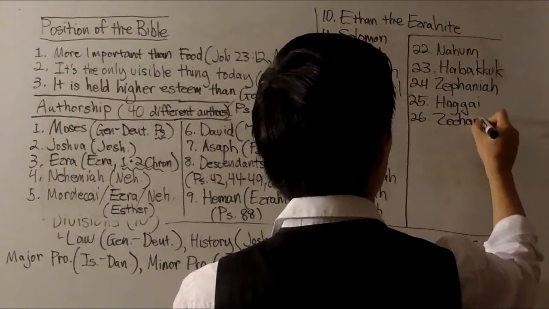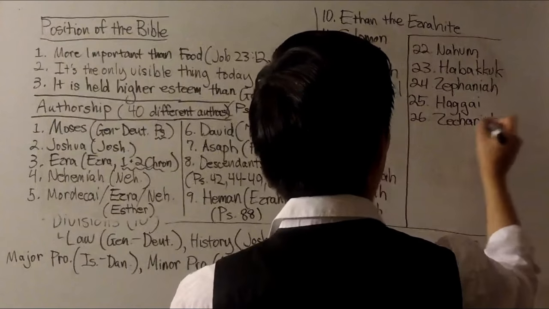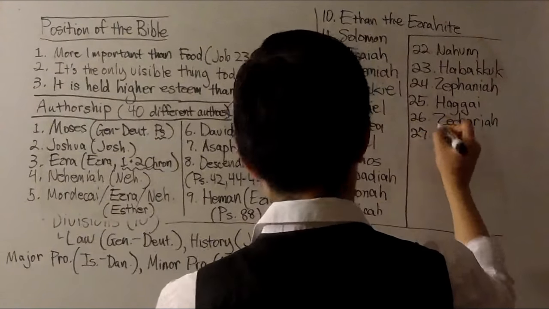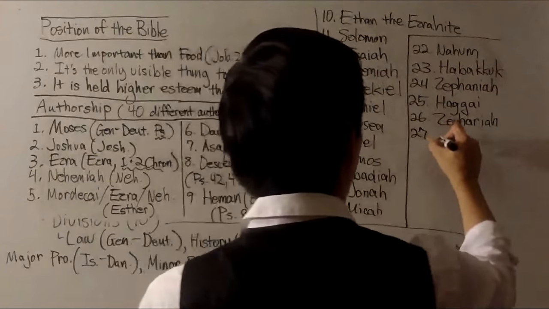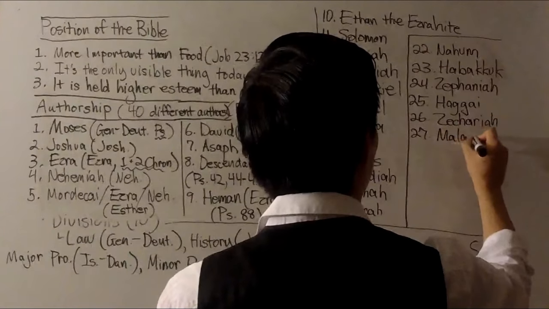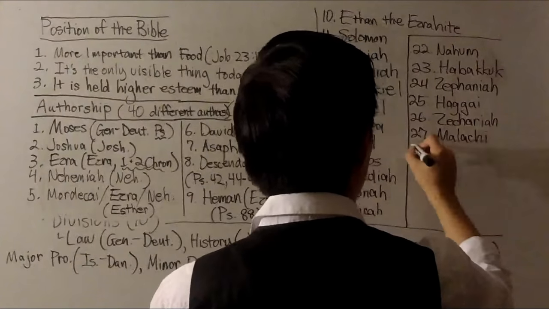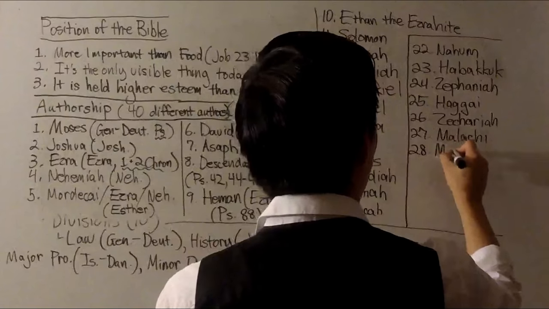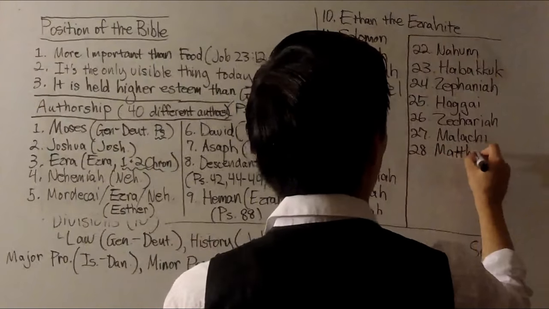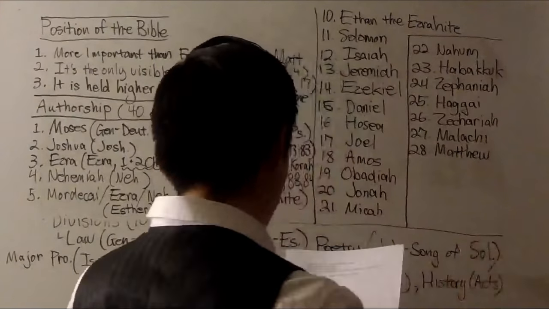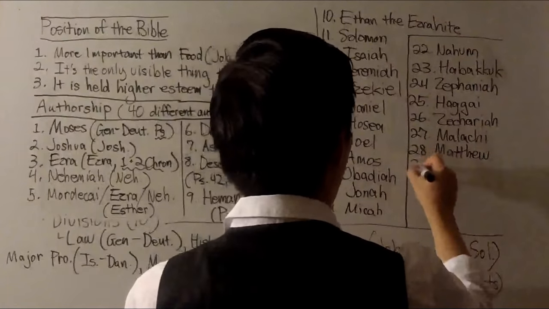Haggai obviously wrote Haggai. And Zechariah obviously wrote Zechariah. And Malachi obviously wrote Malachi. And then Matthew obviously wrote Matthew. And then Mark obviously wrote Mark.